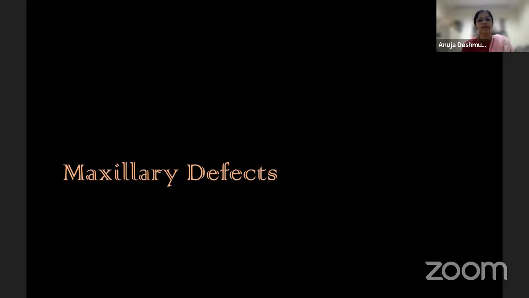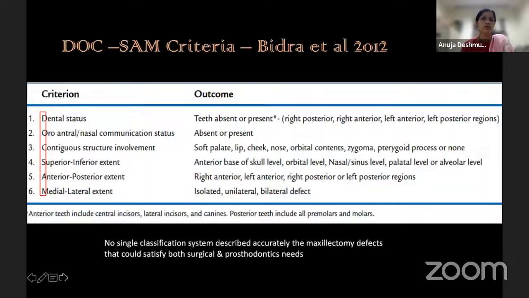Let's come to the maxillary defects. I thought we would concentrate on some different aspects of looking at these defects. If you look at any classification of maxillary sinus defects, this is one paper which gives the acronym DOC criteria. That means dental status, oroantral nasal communication status, contiguous structure involvement, superior inferior extension, anterior posterior extension, and medial lateral extension. So these are the criteria.